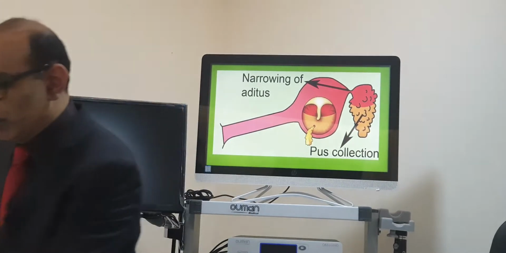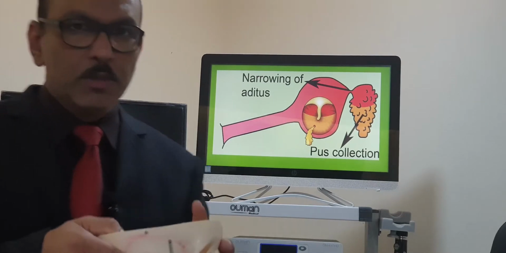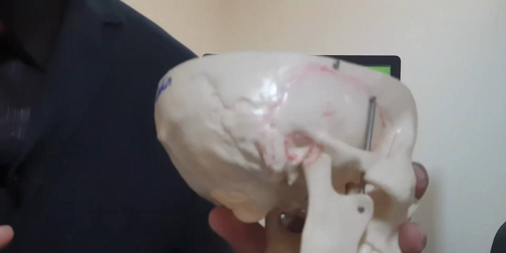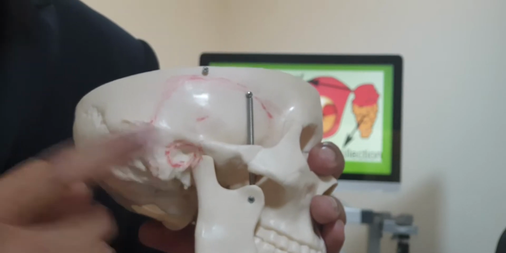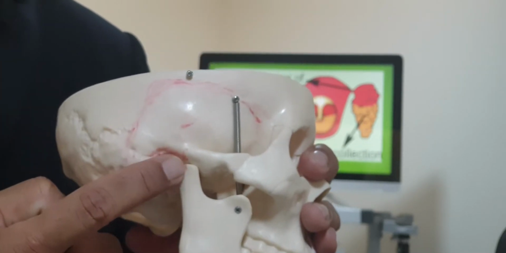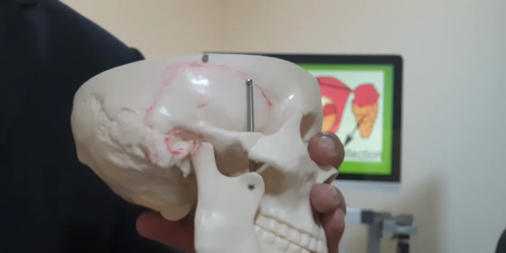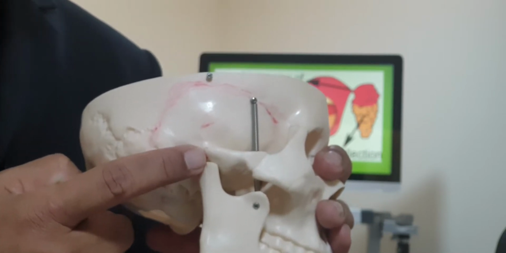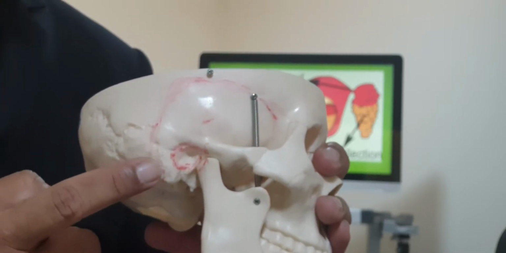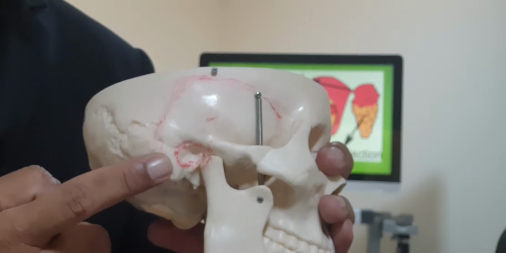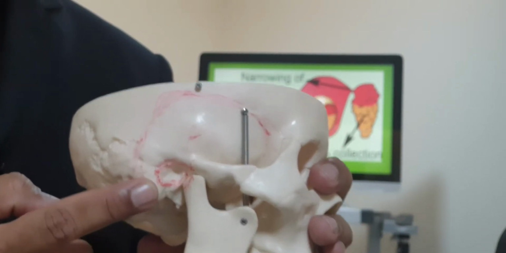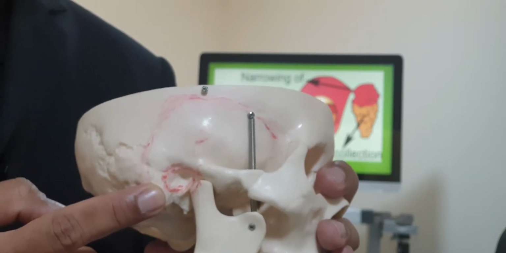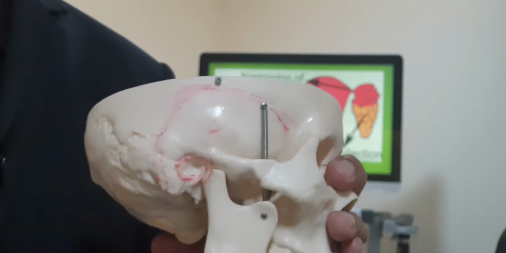Let me explain to you. If you see this model, you will have a better understanding. This is the ear part, this is the ear canal. If you go through this, you can reach the eardrum. Infection from behind the eardrum spreads to this bone, which is called the mastoid. And inside this mastoid bone, you have an air cell system called the mastoid air cell system.